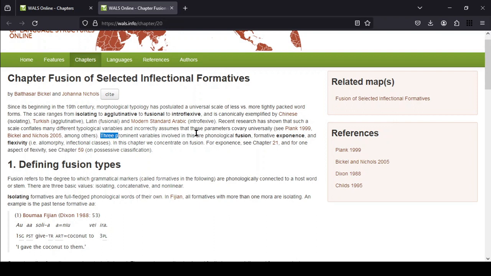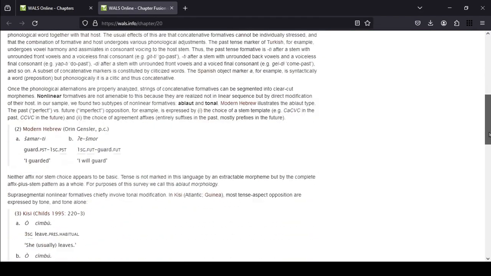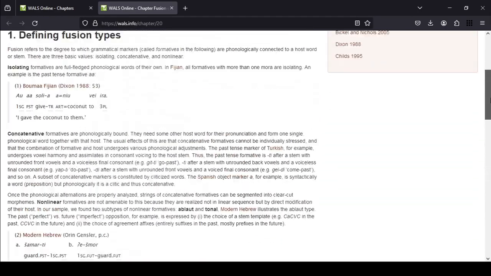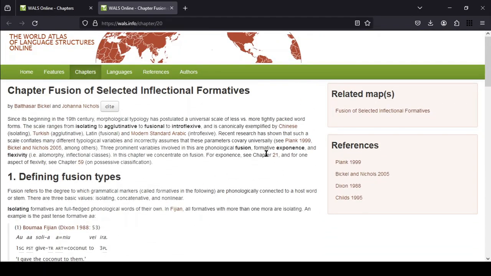Three prominent variables involved in this are phonological fusion, formative exponents, and flexivity, i.e. allomorphy and inflectional classes. So they're focusing on phonological fusion. What are formative exponents, though? I want to know what these words are. Phonological fusion is what they're describing now, where phonologically things merge, like tenses merge, rather than being different words. They're like modifications of the same word. I'm assuming that's what phonological fusion means.